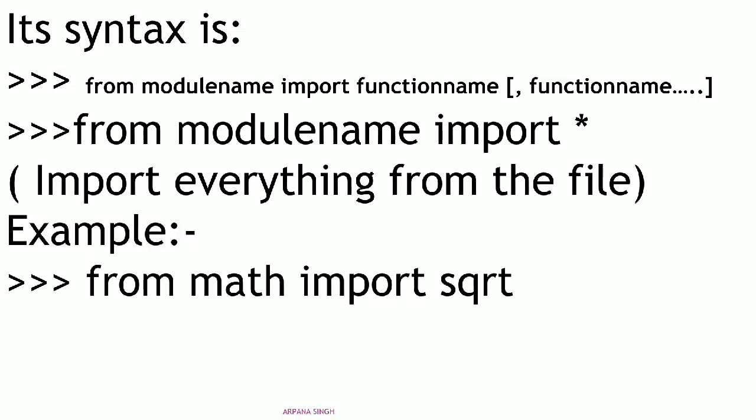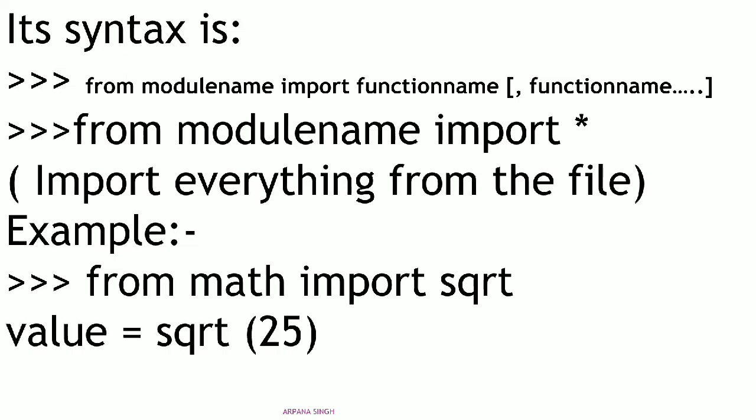Example, if you write from math import sqrt, then you can use only the sqrt function of the math module. If you import the whole math module, you can use all the functions. But if you write from math import sqrt, you can use only sqrt. And in that case, you don't have to write math.sqrt. You can directly write sqrt and value 25.